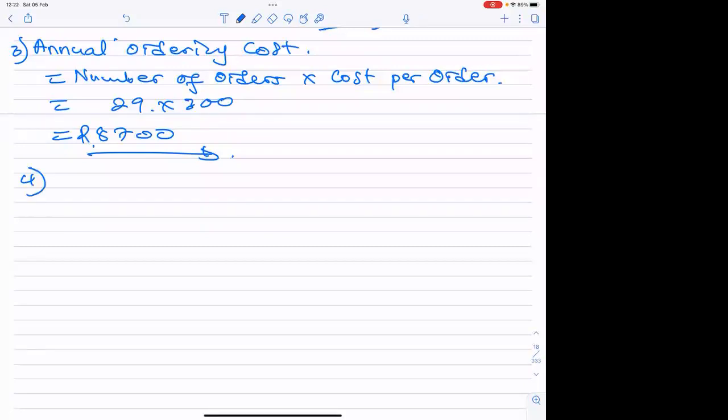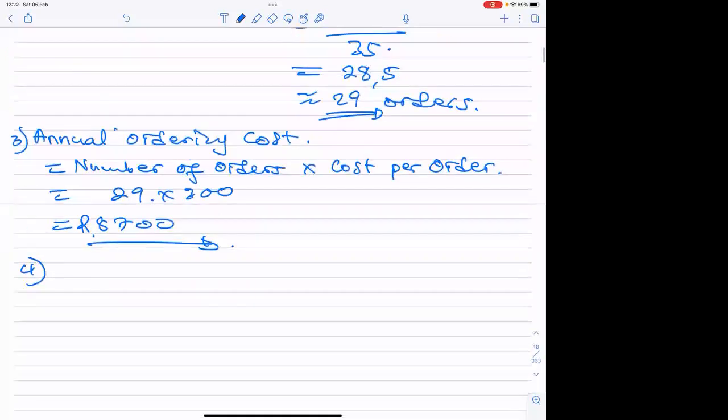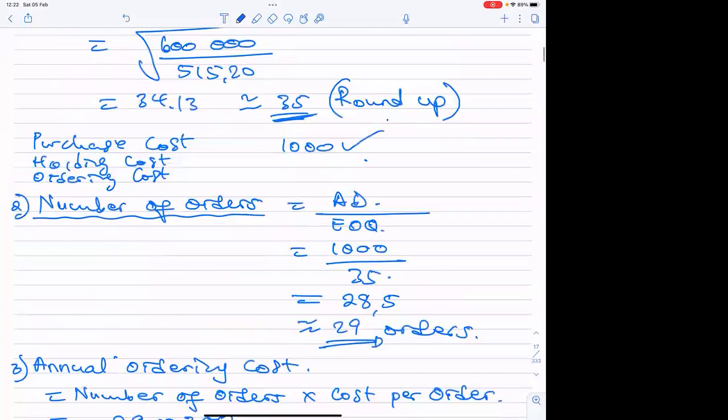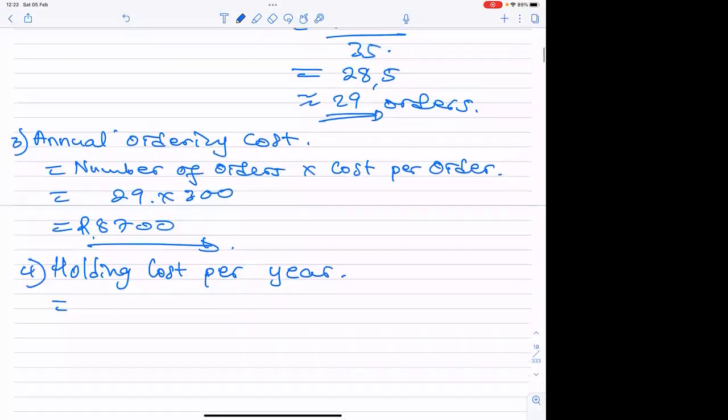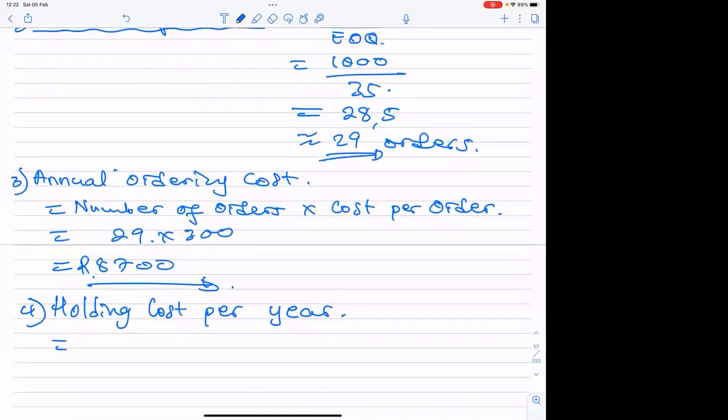So the fourth thing that we want to look at is, we said, what? The holding cost per annum. Right. Is this the correct spelling? Yeah. Right. Let me put it here. So the holding cost per year, good people, is the cost of holding the inventory that will be there in the warehouse every time.